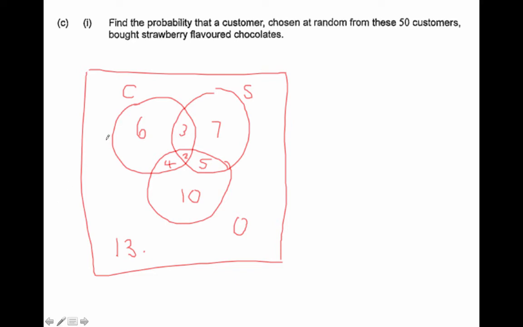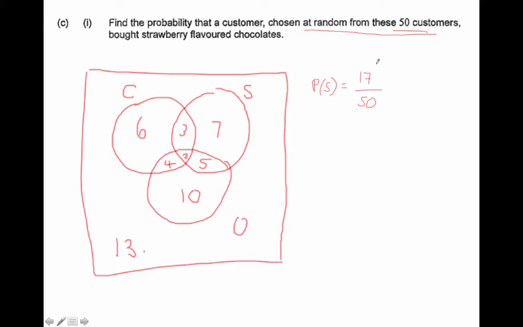Part C, we're now asked to find some probabilities. Given we pick a customer at random out of the 50 customers, what's the probability that they bought strawberry? So probability of strawberry. We're looking at the whole sample size, all 50 customers. So out of 50, how many of them like strawberry? 7 plus 3 plus 5 plus 2, 17. So 17 out of 50 liked strawberry.